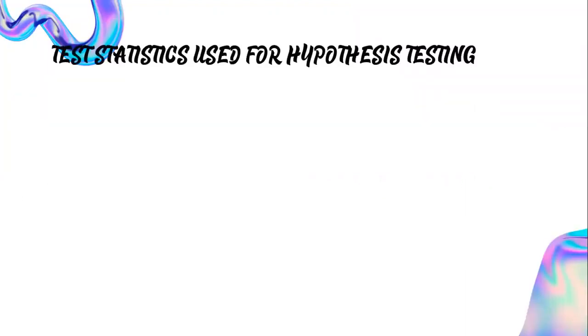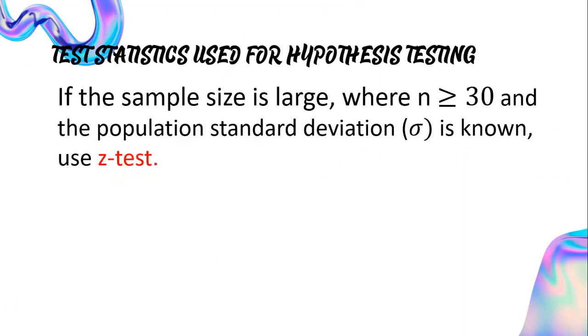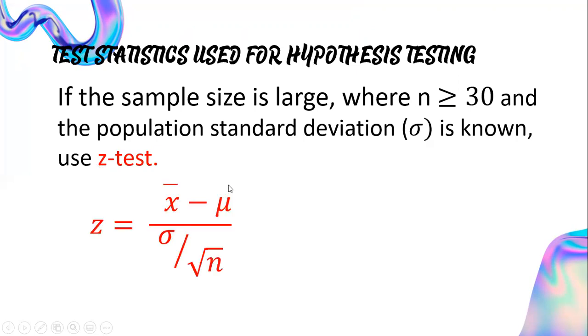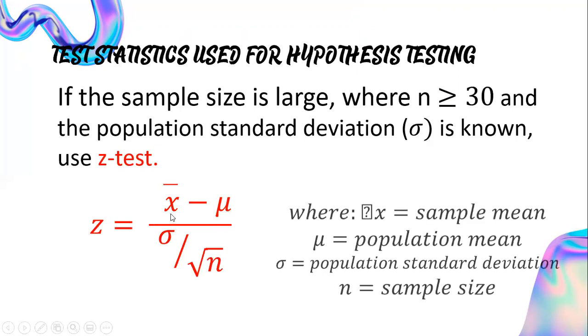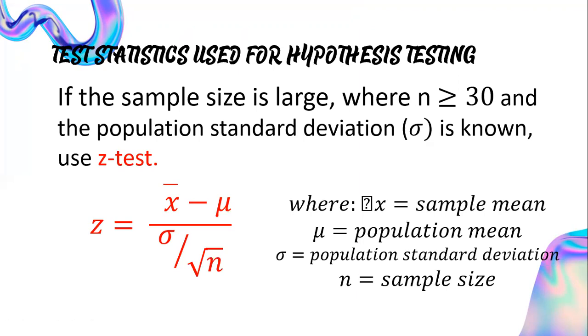Remember this again and again: you need to use two test statistics in testing hypotheses. If your sample size is quite large, where n is greater than or equal to 30, and the population standard deviation is known, then you need to use the z-test, which has this formula, where X bar is the sample mean, mu is the population mean, sigma is the population standard deviation, and n is the sample size.